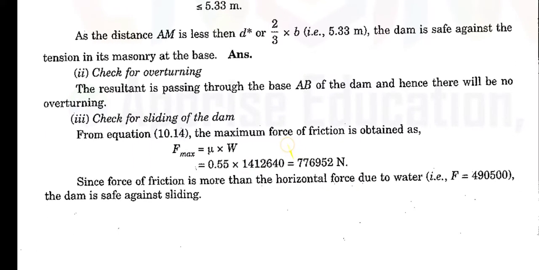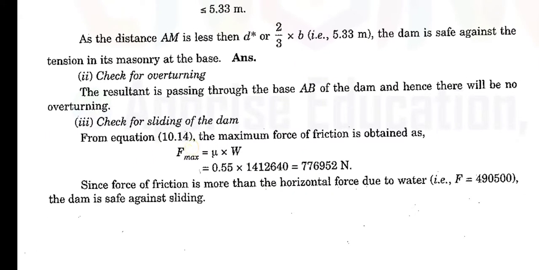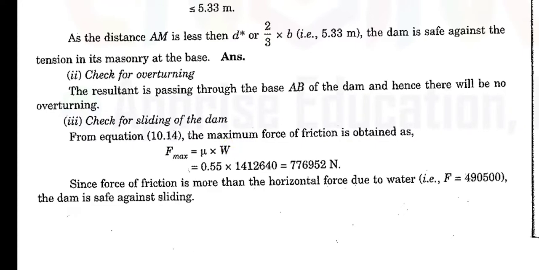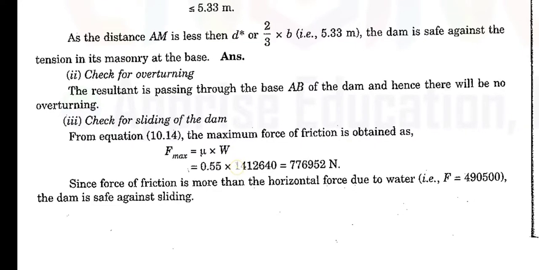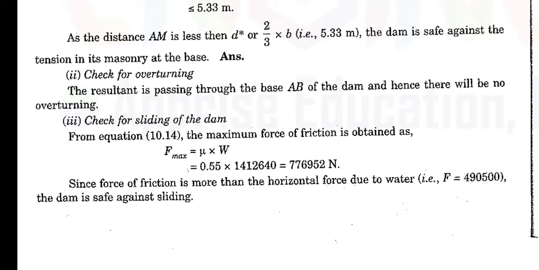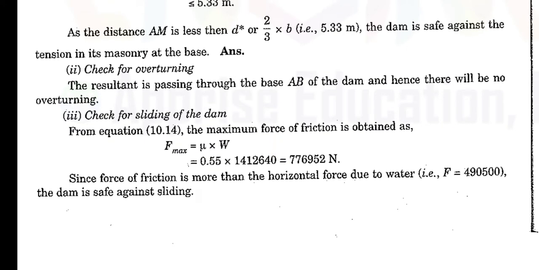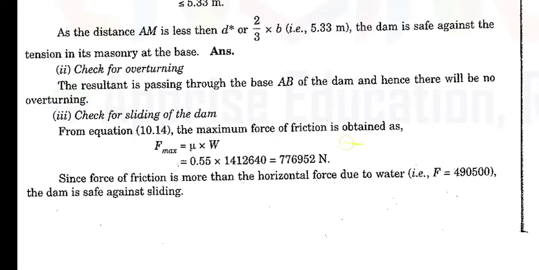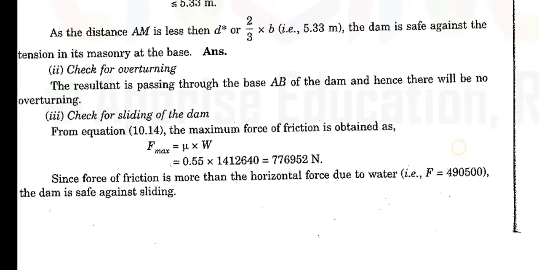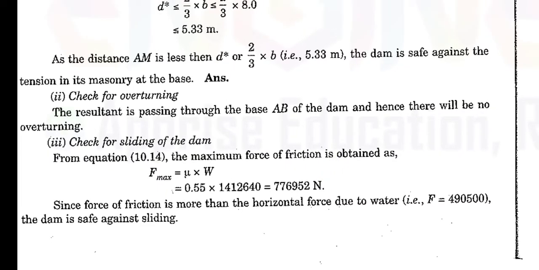Then check for sliding. F max should be equal to mu into W, which is equal to 0.55 into W, 1412640. It is 776952. But the force is 490,500, which is less than F max, so it is safe against sliding.